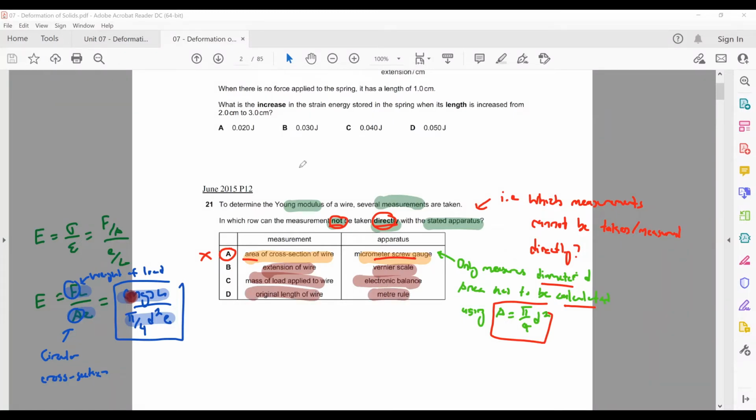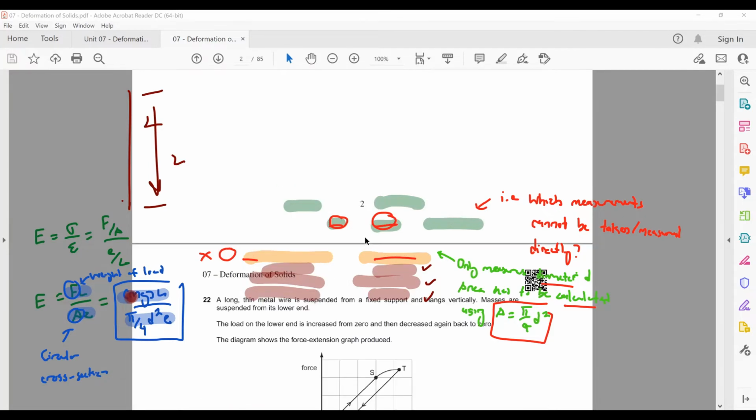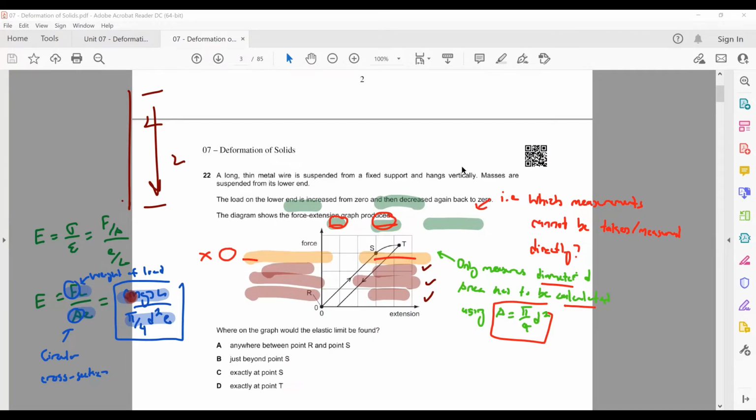That's correct. Original length of the wire is the whole length of the wire. Okay, this is the whole length of the wire. You can actually just use your meter rule. So all this you can measure directly. Only A you cannot. Answer is A. Okay, so this one is okay. Then I move to the next question, the next part.